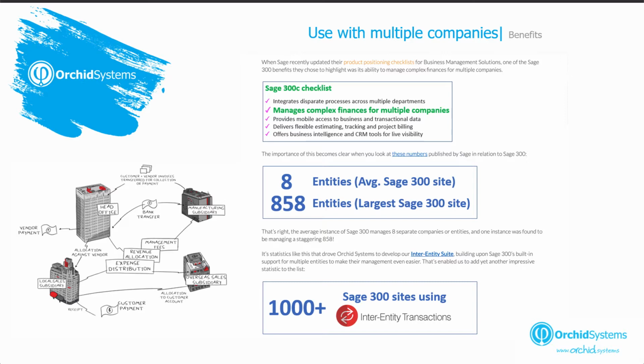Sage 300 in itself offers many advantages for companies running multiple entities, and Orchid products make the management even easier. This explains why over 1,000 Sage 300 sites use the inter-entity suite: inter-entity transactions, to keep entities in balance at all times and generate offsetting loan account entries automatically, and inter-entity trade, to create reciprocal buy and sell documents automatically. The focus of today's presentation is on using inter-entity trade and document management link to add and view documents across multiple companies while you're creating your order entry and purchasing transactions.